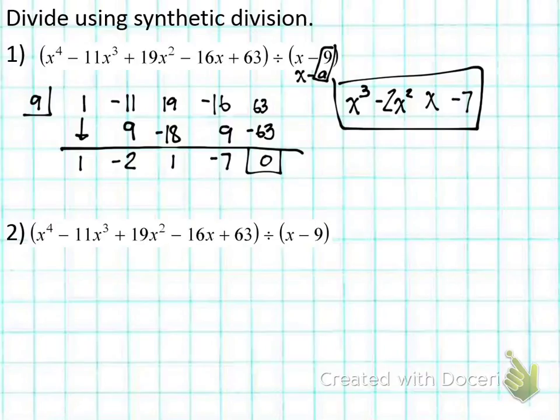A lot easier, right? So again, what did I do? I looked at my division problem. I noticed that the divisor has a coefficient of 1, so I could use synthetic division, because if it wasn't 1, I couldn't use synthetic division.